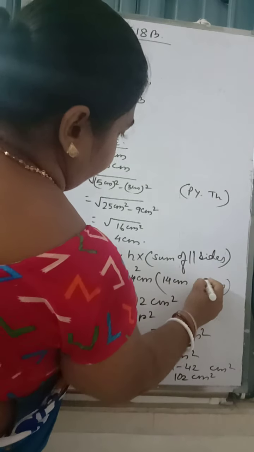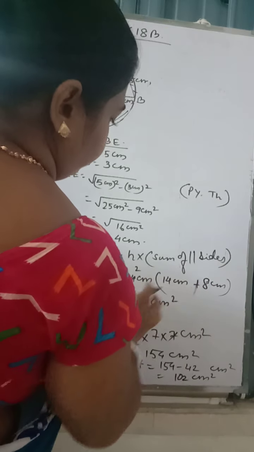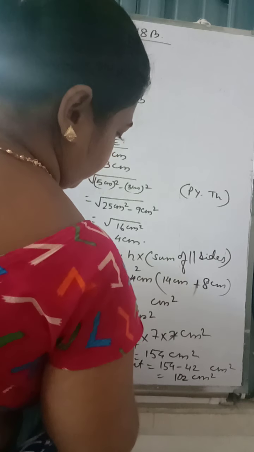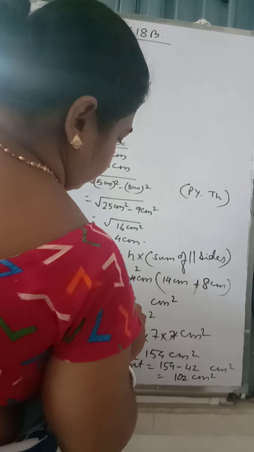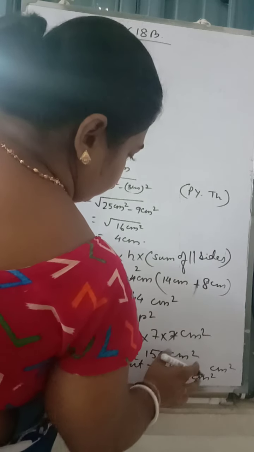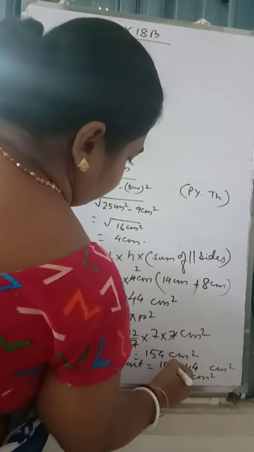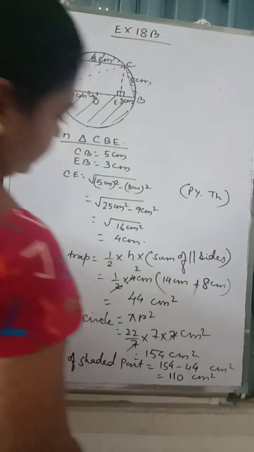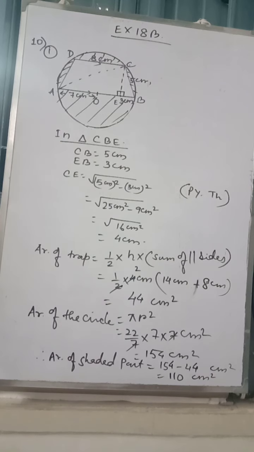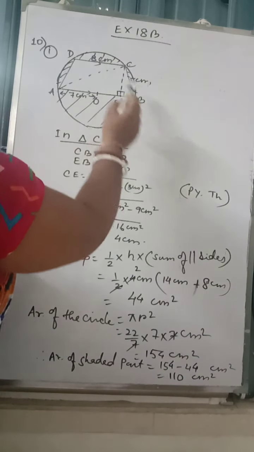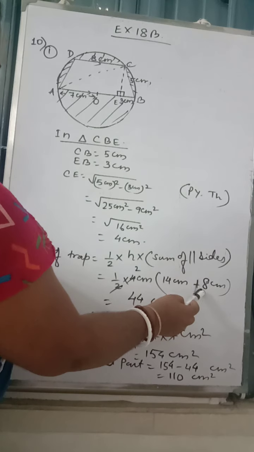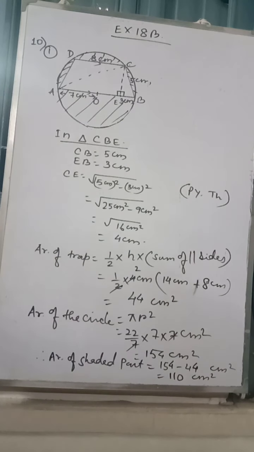Just wait dear, sorry, this is 44 and this is 110. There was a slight mistake, kindly correct it. This side is 14 and this is 8. So 14 plus 8, 22 into 2, 44 centimeter square. 154 minus 44 centimeter square will be 110 centimeter square. Kindly correct it dear. There was a slight mistake in writing.